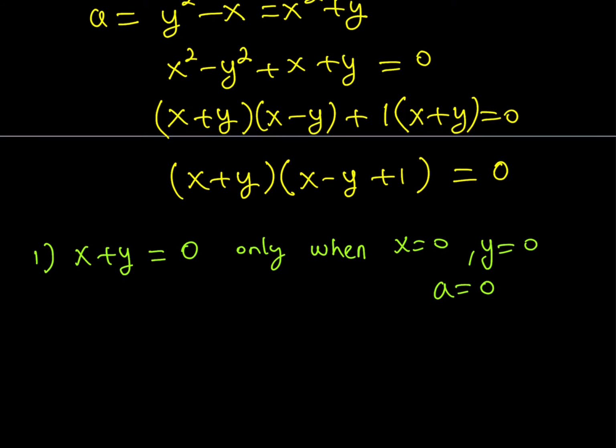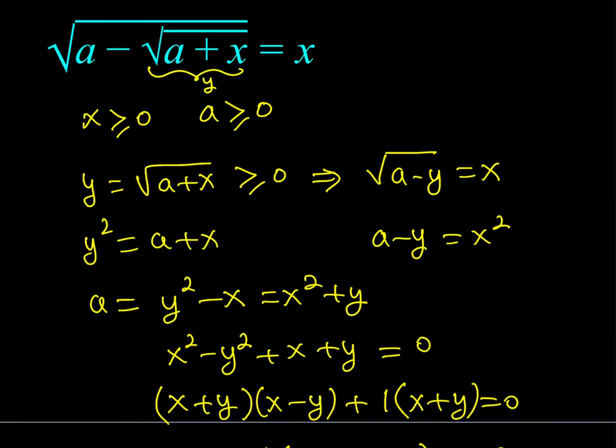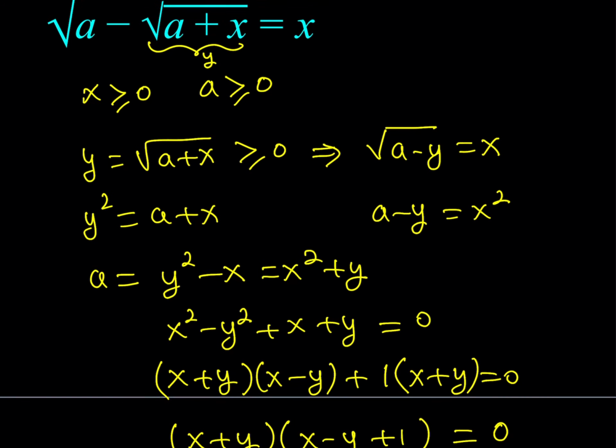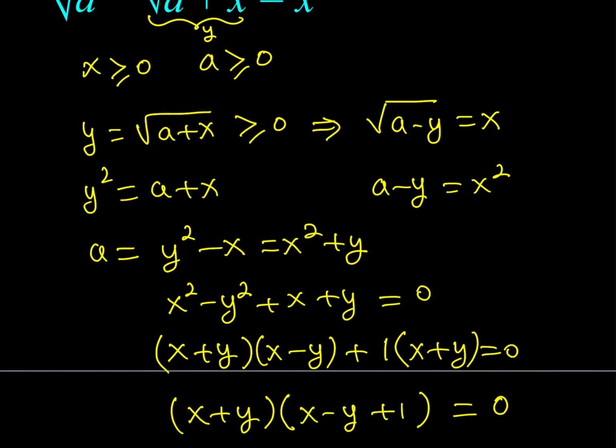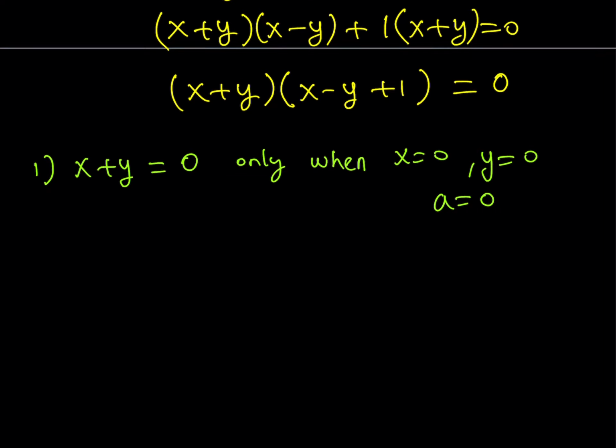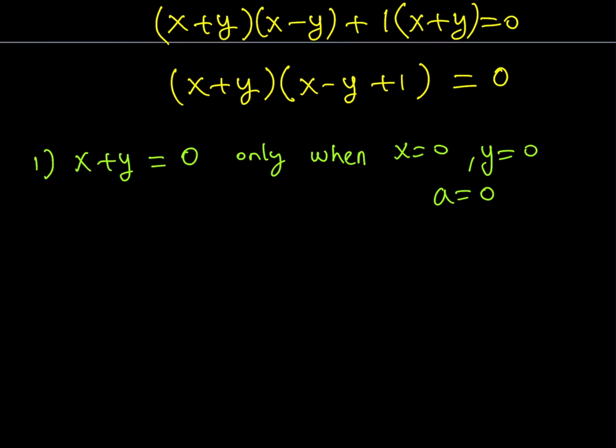Okay? And this is kind of obvious because if you go back to the original one and replace a with 0, you're just going to be getting the fourth root of x is equal to x, and that can only be satisfied when x is 0. And of course, we have the condition that x has to be 0 anyway, so it can't be anything else. All right, cool. So this is one of the solutions.